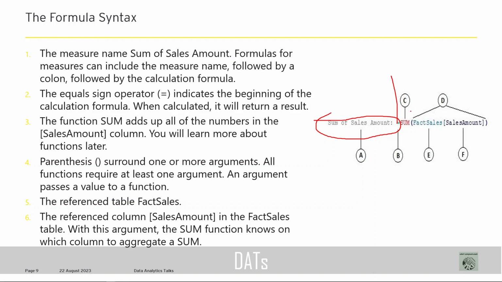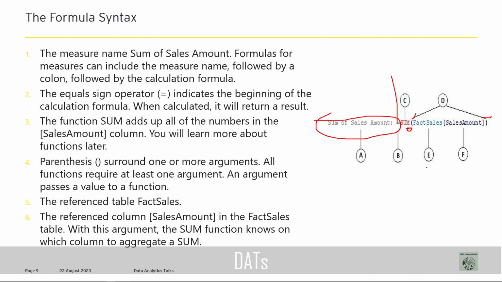Then C, the function SUM adds up all the numbers in the sales amount column. This is a SUM function. And we have the parentheses, D, which surround one or more arguments. All functions require at least one argument. An argument passes a value to the function. This one and this one, this is the argument basically. Fact Sales Amount is the argument.